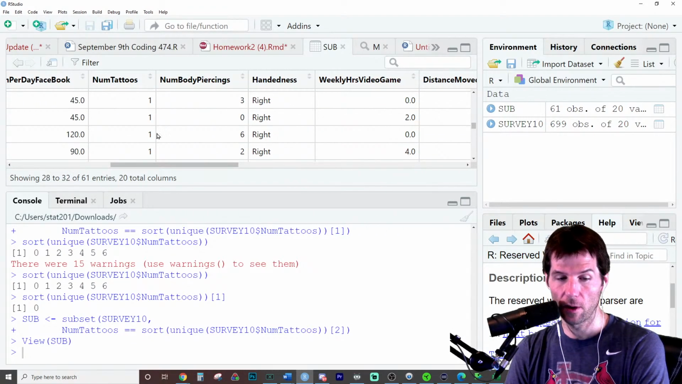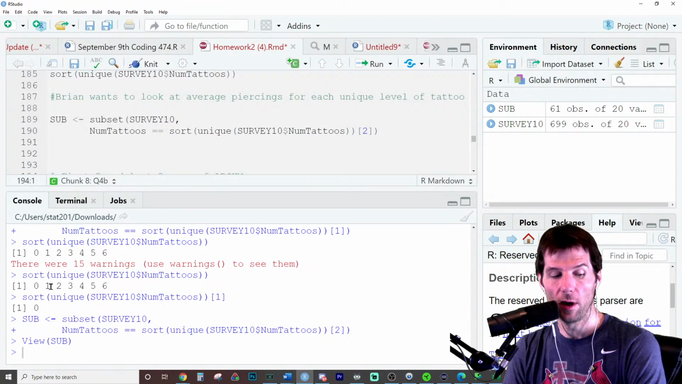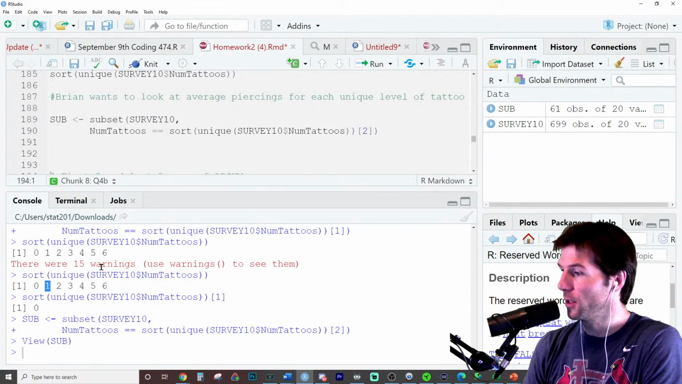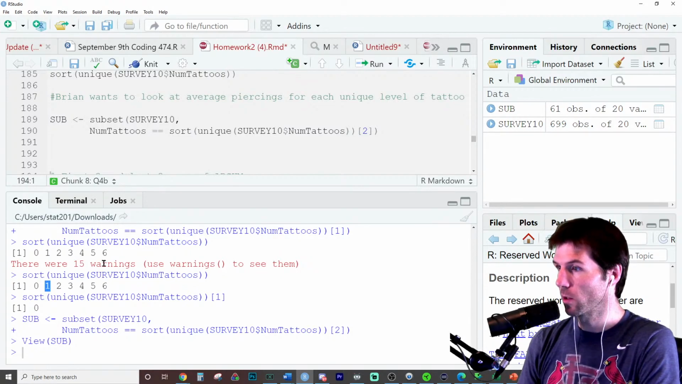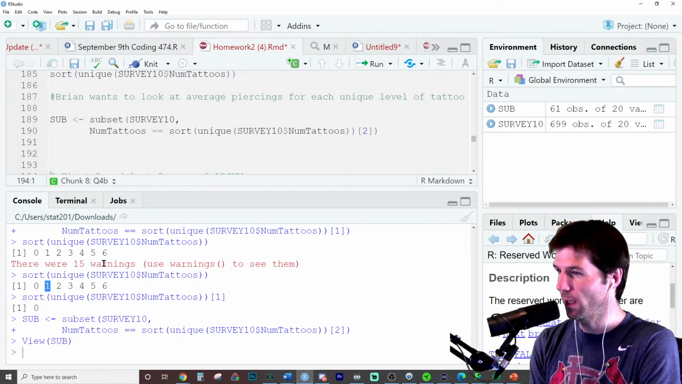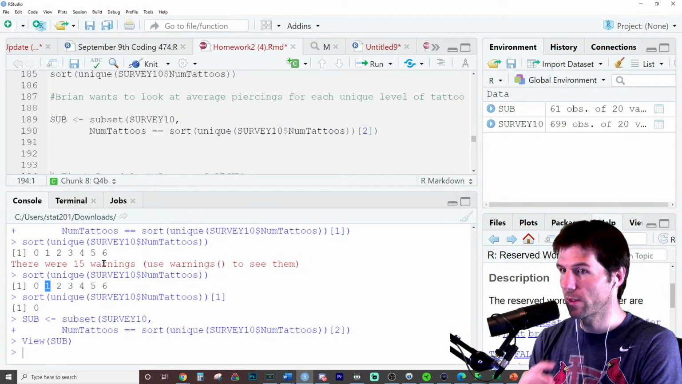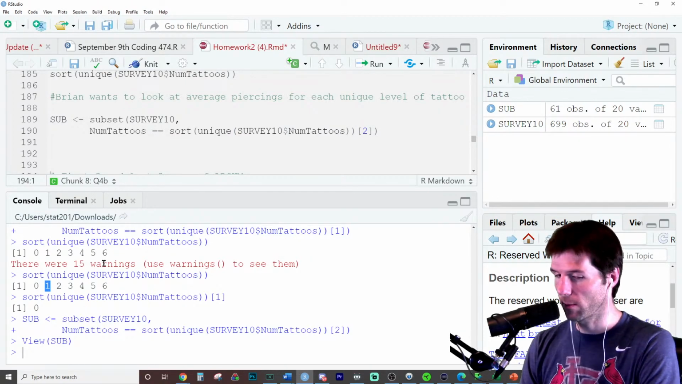And you can confirm these are all people who have 1 tattoo. Now it's 1 because it's the second element of the unique tattoos vector. So very important right there. We see what's going on: we're taking only the people who have 1 tattoo because that's the second element of the unique tattoo vector.